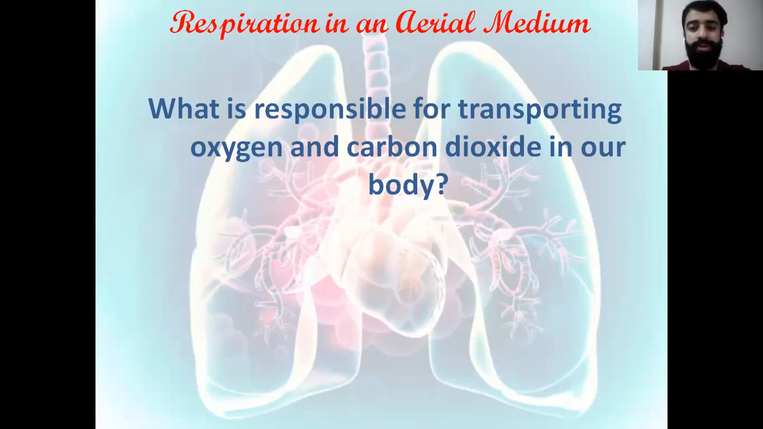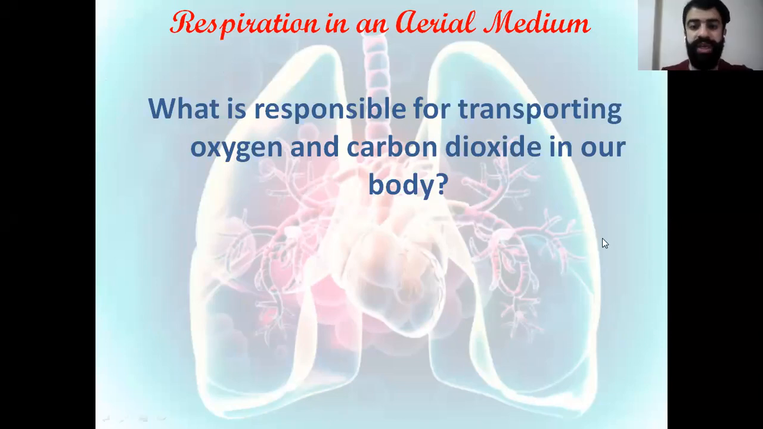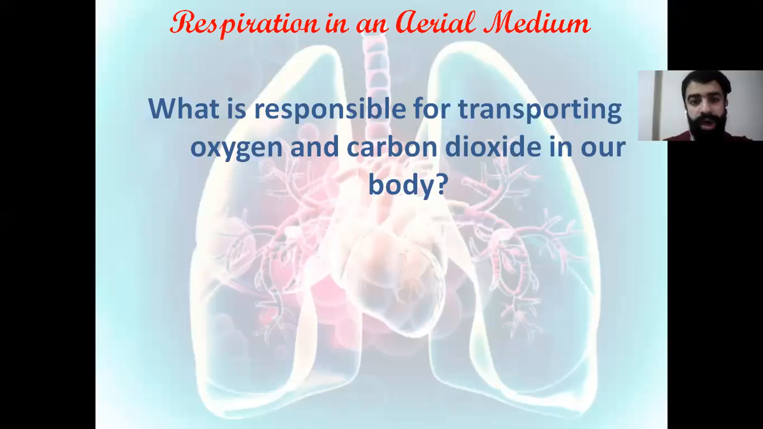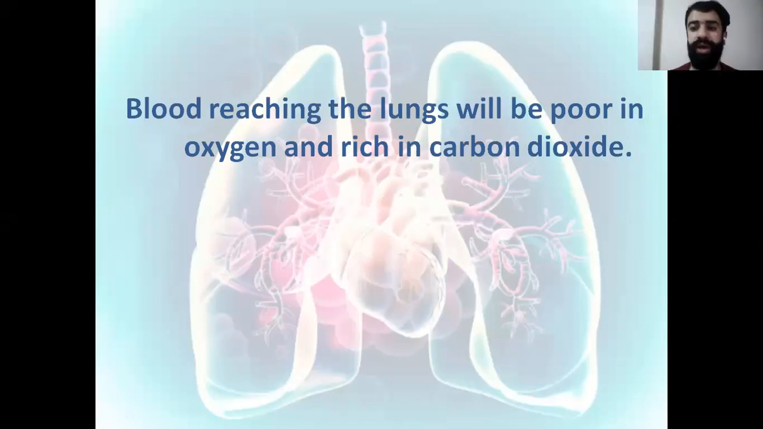As we know, carbon dioxide and oxygen, we call them the respiratory gases. So what is responsible for the transportation of oxygen and carbon dioxide in our blood and our body? It's called the blood. So here, the blood reaching the lungs will be poor in oxygen and rich in carbon dioxide. But wait a minute.